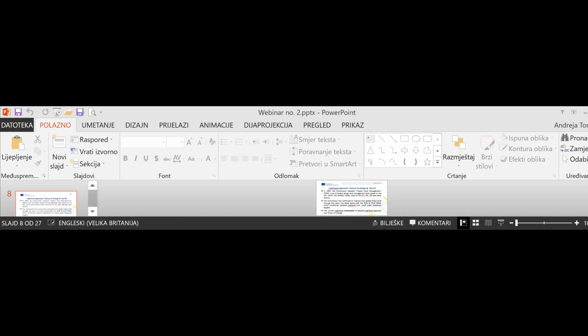So Stanka is asking about the concept note template front page. Should we fill in the missing information of the call? Stanka, I'm not sure what the question is here. If you can be more precise.